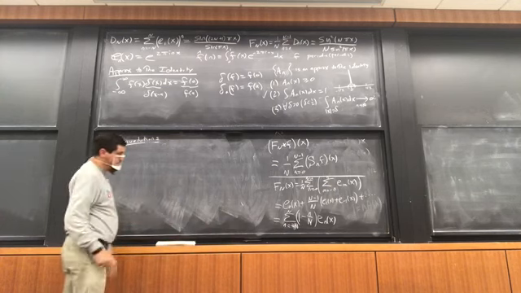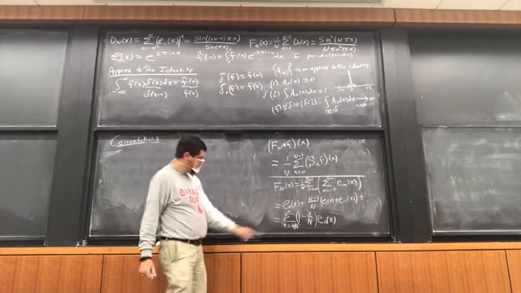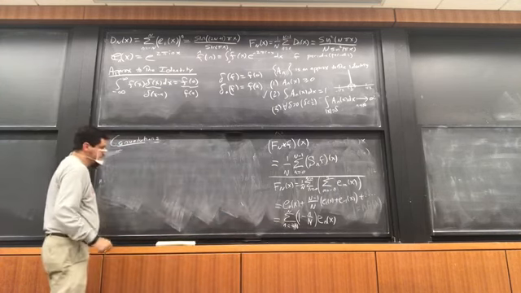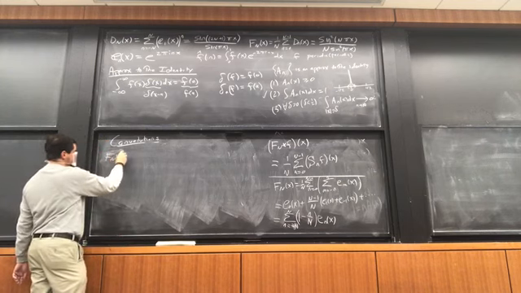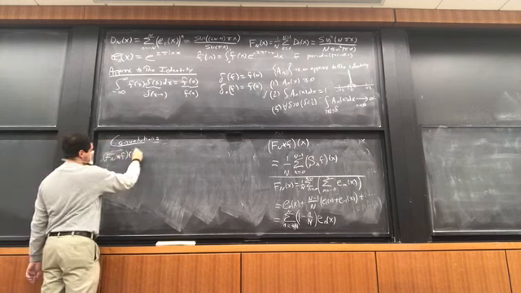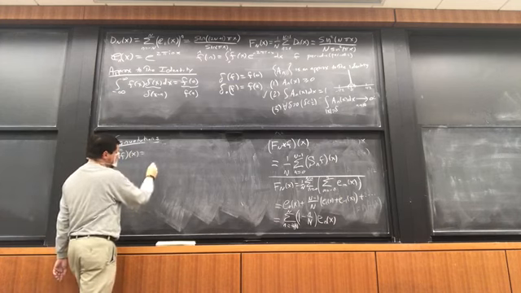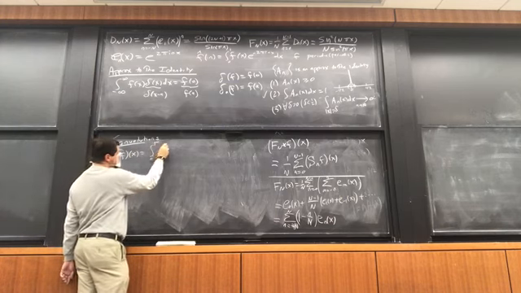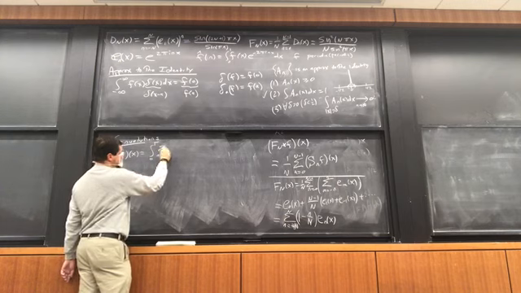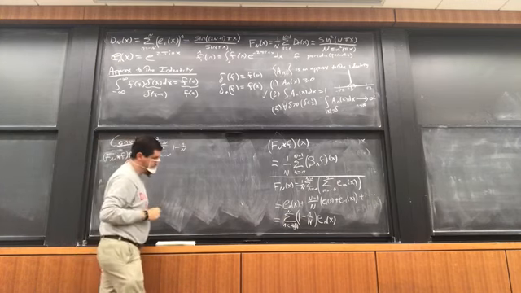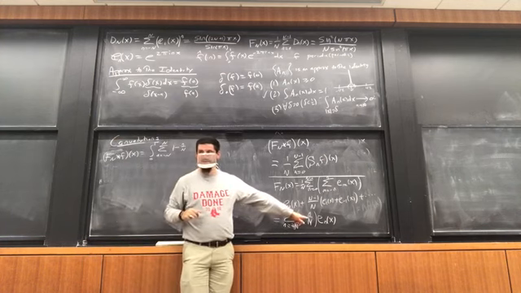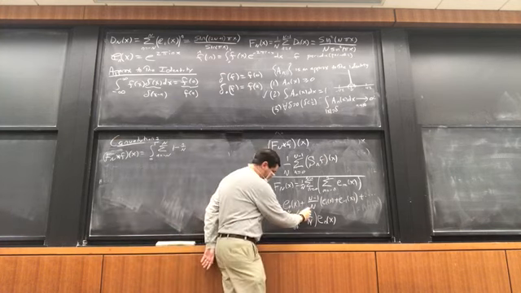If we use this expression, then F_N star f of x would be the integral from 0 to 1, the sum n goes from minus N to N, 1 minus n over N. Oh, oops, there's a small mistake here. What's the mistake? I need an absolute value here.